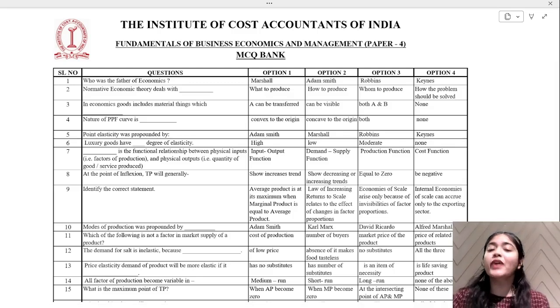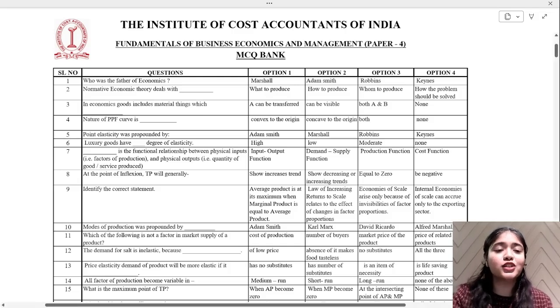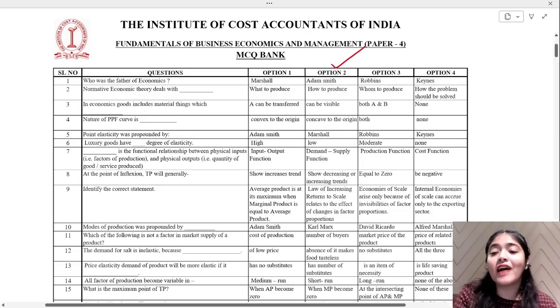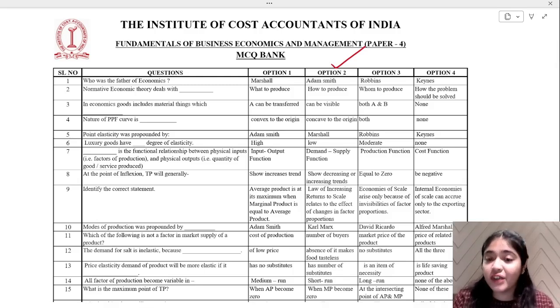So we are on to economics, fundamentals of business economics and management, your paper number 4. Okay, right. So the first question is, who was the father of economics? I think you can all give the correct answer over here. Yes, that's right. Option number 2, that is Adam Smith over here. Then, normative economic theory deals with what? What to produce, how to produce, whom to produce, or how the problem should be resolved. So, normative economic theory talks about how the problem should be resolved.